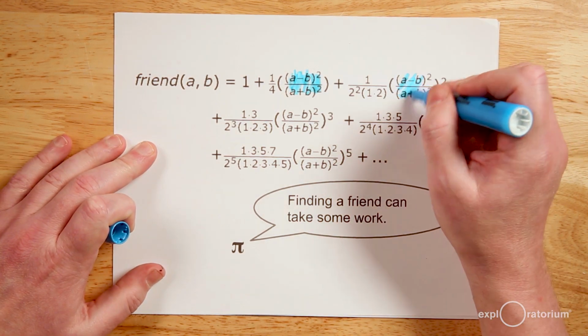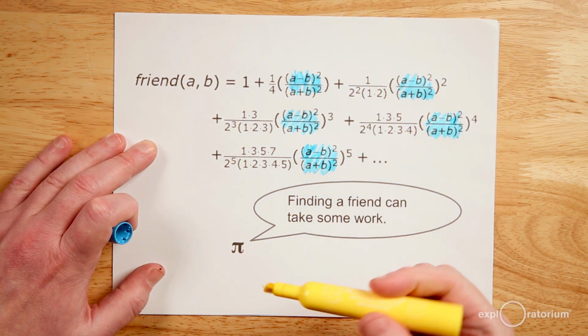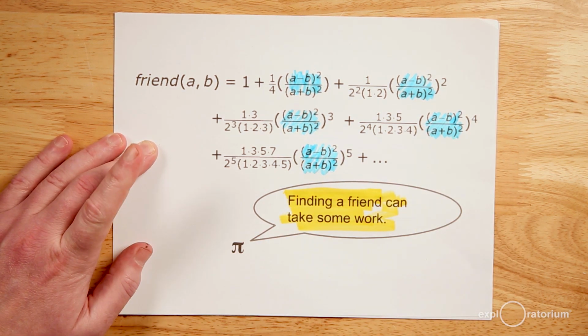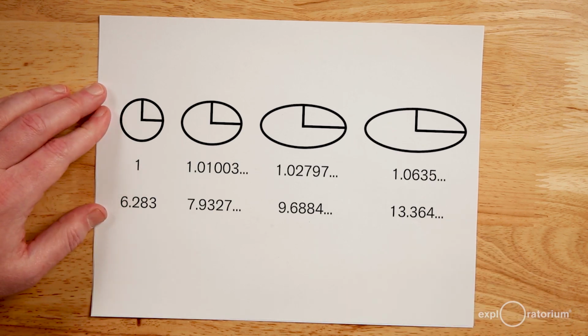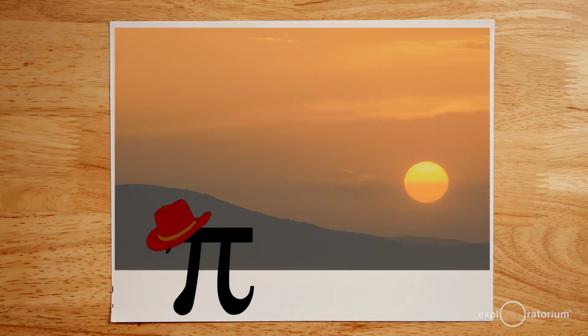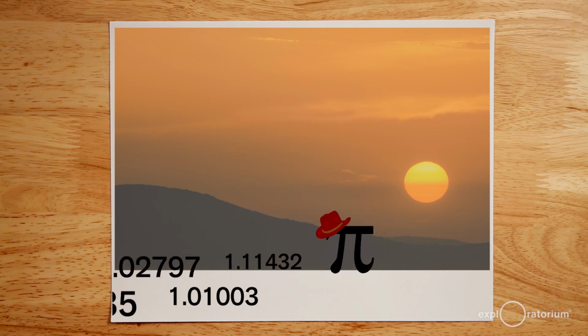To find the friend for each ellipse, we can use this terrible-looking monstrosity. But it isn't too bad, since this part for any particular ellipse stays the same. With careful computation, you can finally find pi's friend, who when multiplied to pi, can find the circumference of an ellipse as precisely as you'd want. It's amazing to discover what we can do with a little help from our friends.